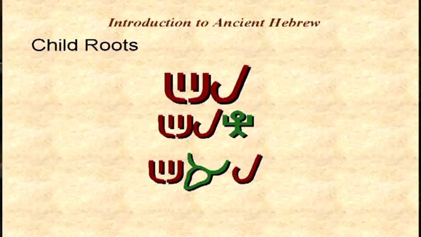Here's a parent root, lach. It's a lamed, which is a shepherd's staff or any staff, and the palm of a hand. If I put a staff in the palm of my hand, what am I going to do? Walk. I'm going to walk. That's what this parent root means, to walk. It's the staff in the hand.